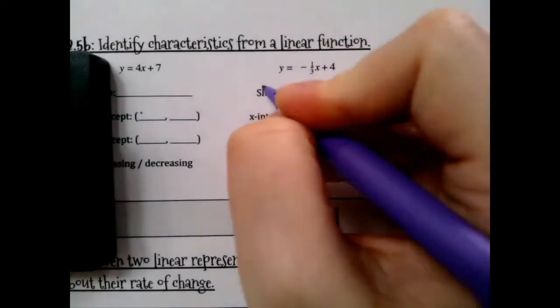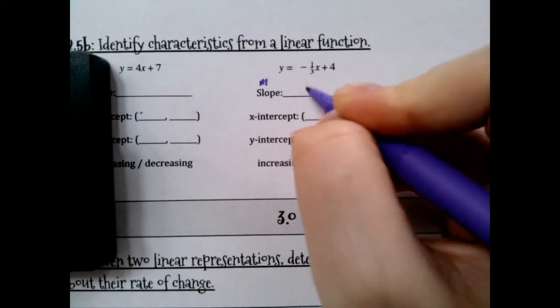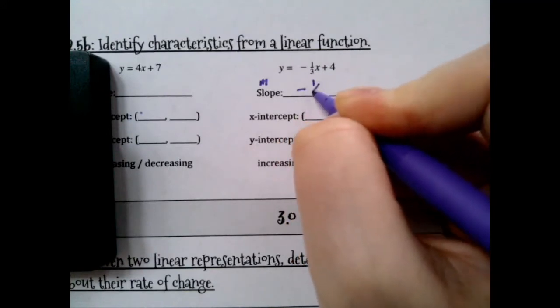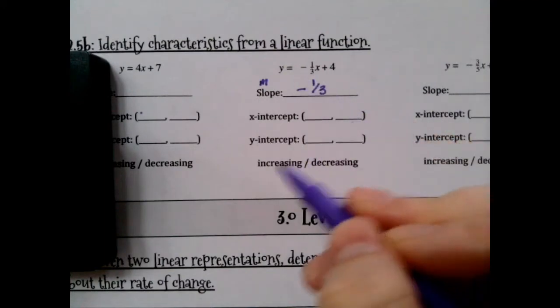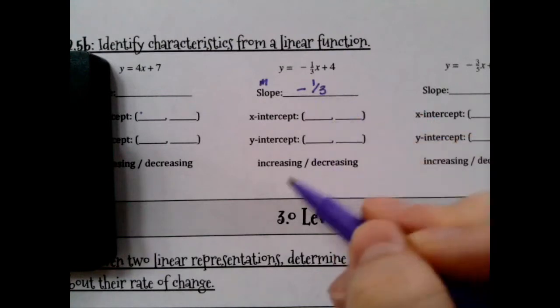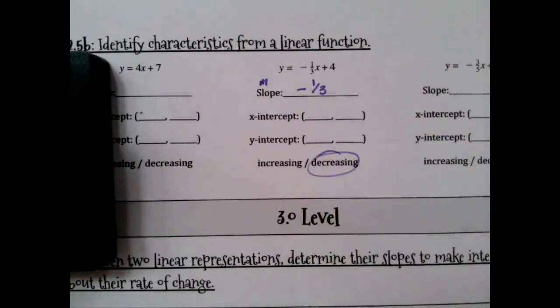And so our slope is our m. And if I look here in y equals mx plus b, my m is negative 1/3. Then that tells me if I'm increasing or decreasing. If it is a positive slope, I'm increasing. If it's a negative slope, which is what we have, it's decreasing.